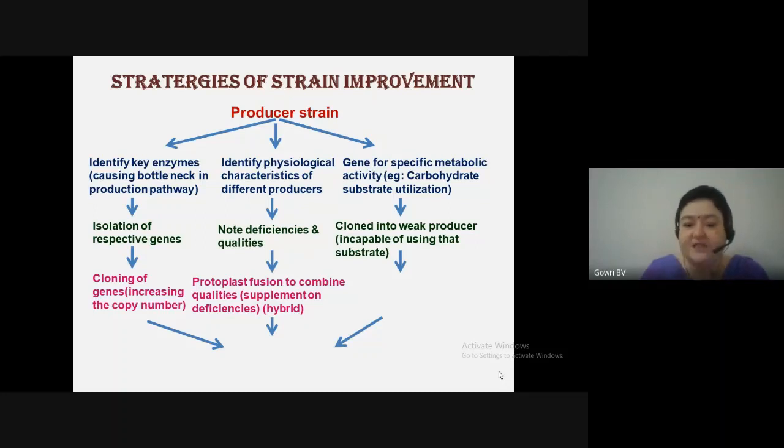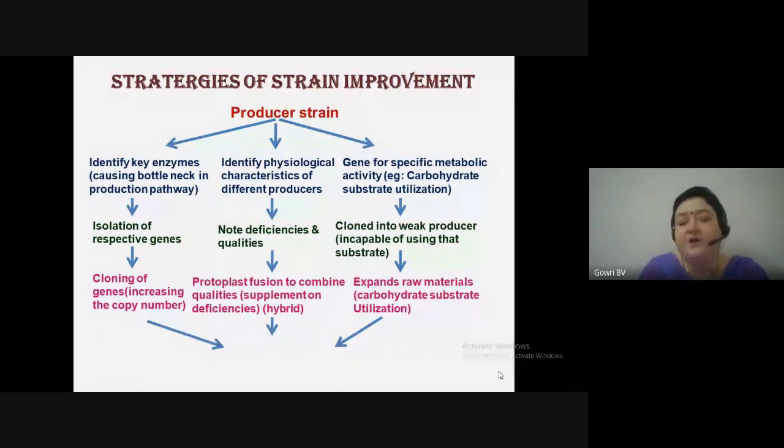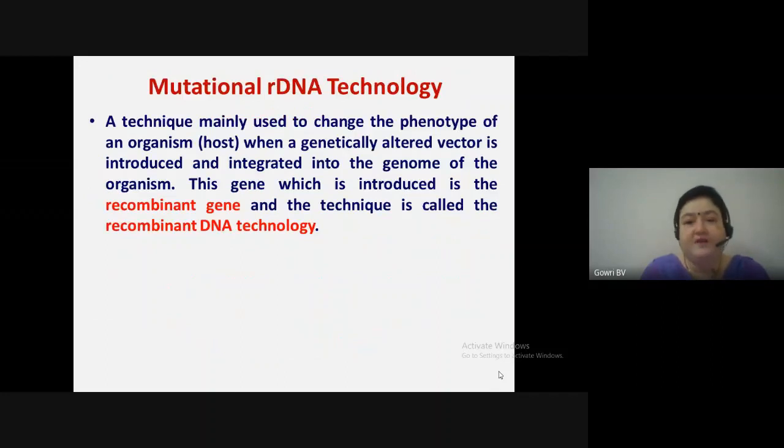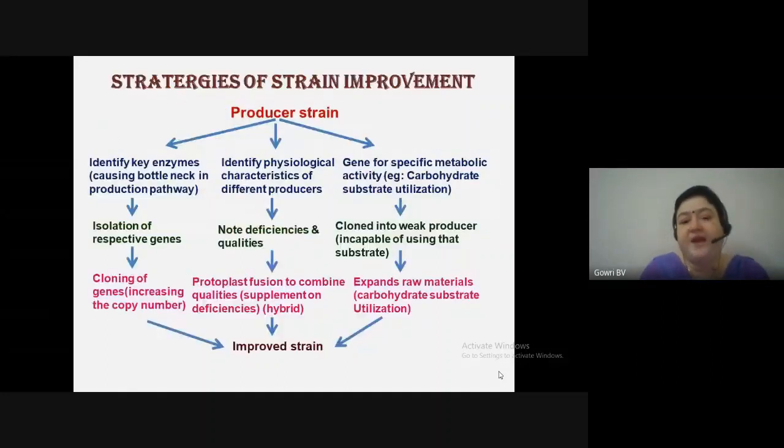So protoplast fusion can be carried out, and expand the raw materials utilization. You can supply the raw materials in a higher quantity, or you can expand the raw material utilization. And if you carry out all these procedures, you will definitely go in for an improved strain that you can get. So you can obtain high yielding varieties or improved strains.